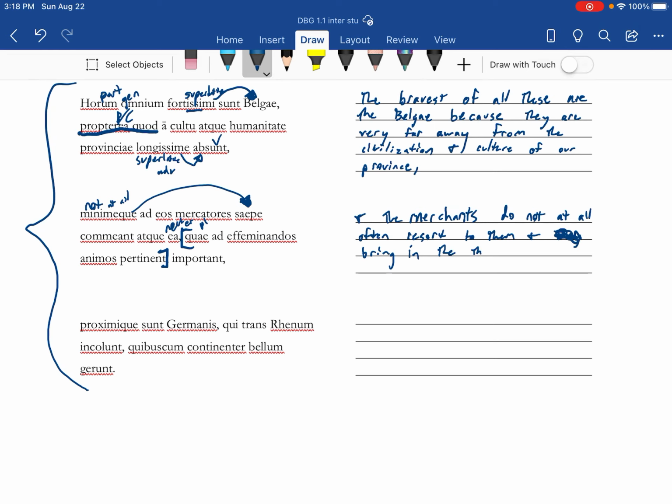Bring in the things which pertain to weakening, effeminandos, weakening the mind or courage. And third part of the sentence, proximi sunt Germanis, and they are very close to the Germans.